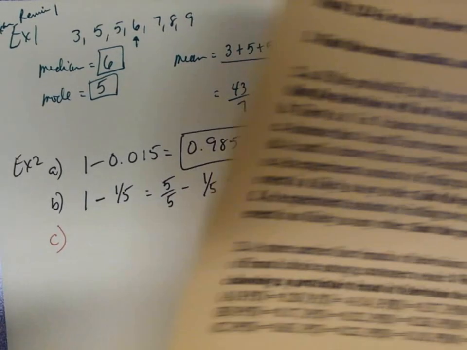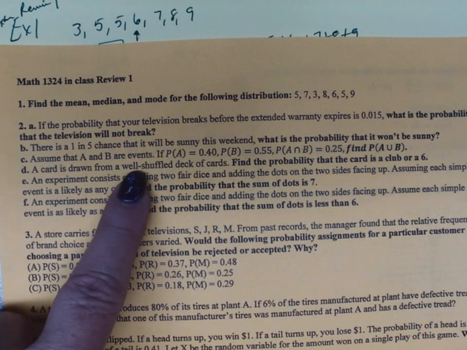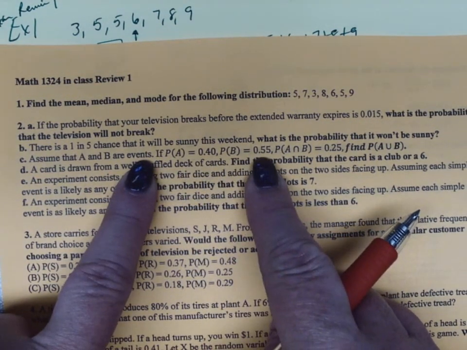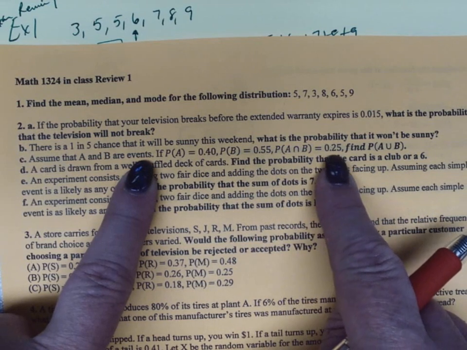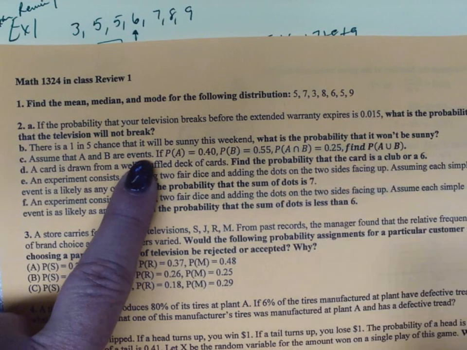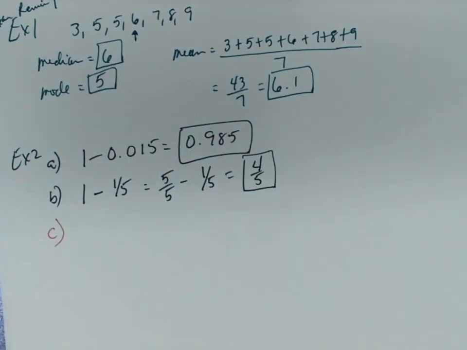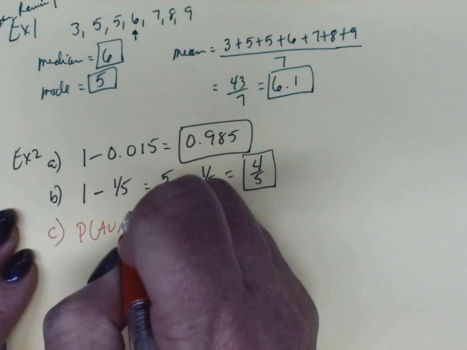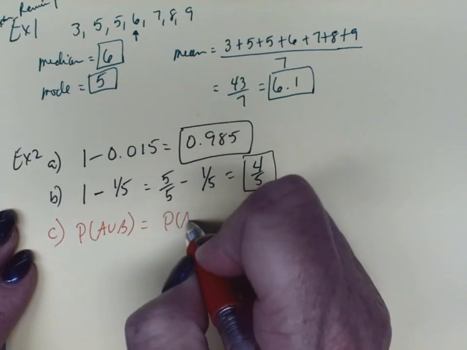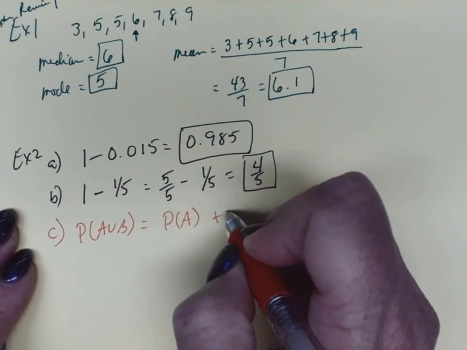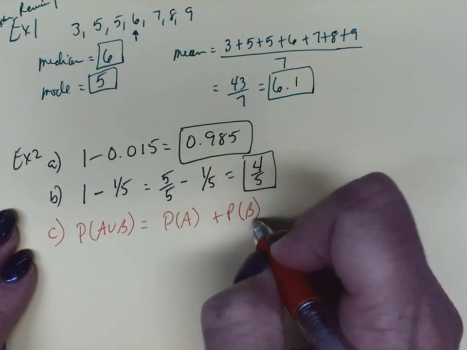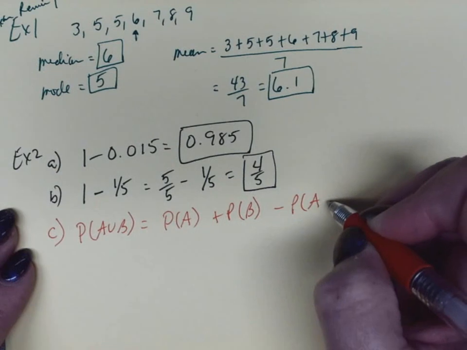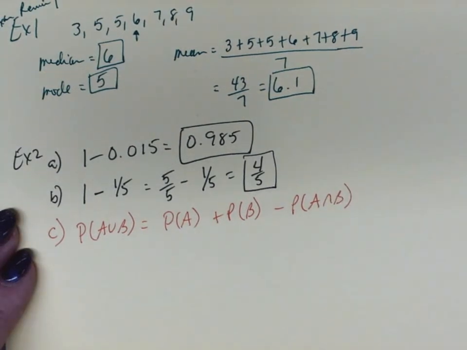So for C, assume that A and B are events. If the probability of A equals this, the probability of B equals this, and the intersection equals this, find the probability of A union B. So this has a formula where the probability of the union is equal to the probability of A and the probability of B, minus the intersection, because the intersection is where they overlap.